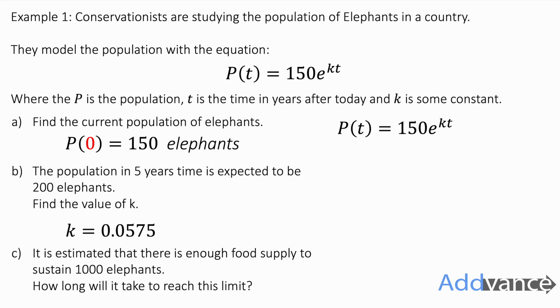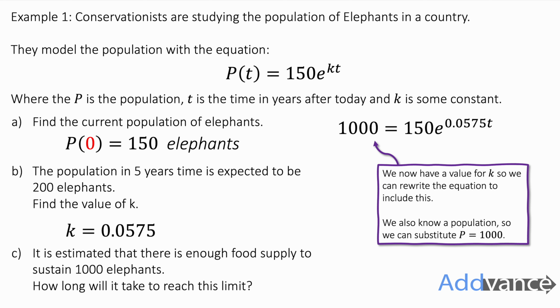We've now found the value of k, and now it is estimated that there is enough food supplied to sustain 1,000 elephants. How long will it take to reach this limit? So we're going to try and find how long it takes to get to 1,000 elephants. Now remember that we just found the value of k, so we can substitute that back into the equation. And we've now got 150 e to the power 0.0575t, where we've replaced the k with the value of k we found. I'm going to make the population equal to 1,000, just like that. And now we can rearrange and solve this.